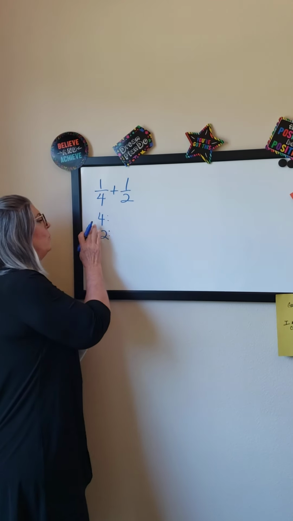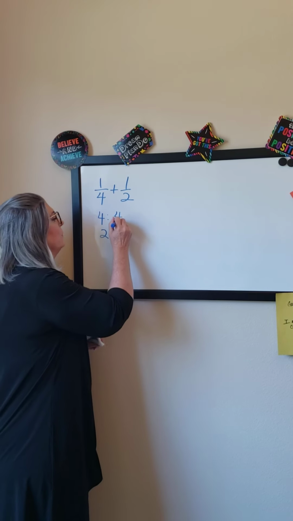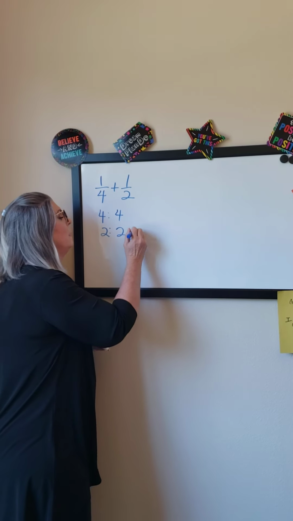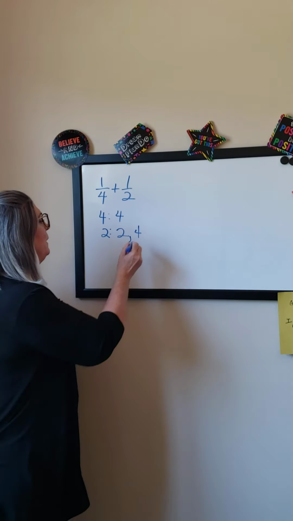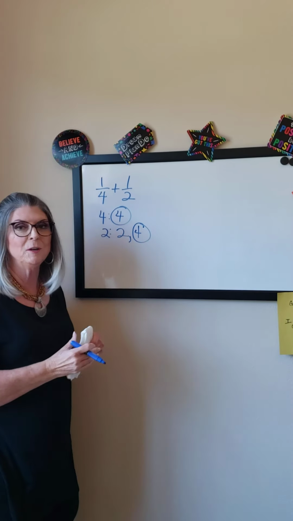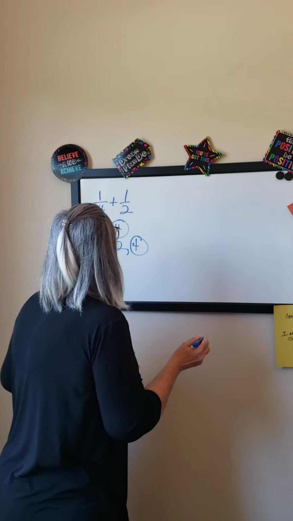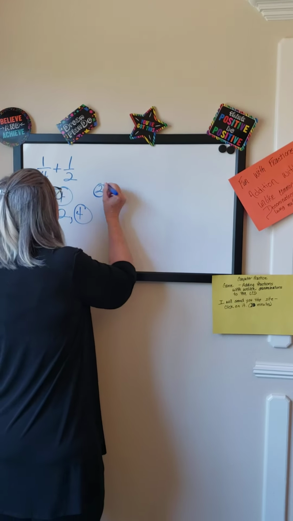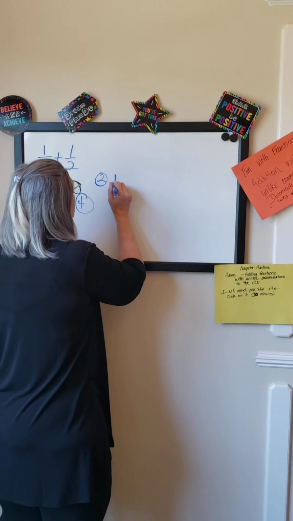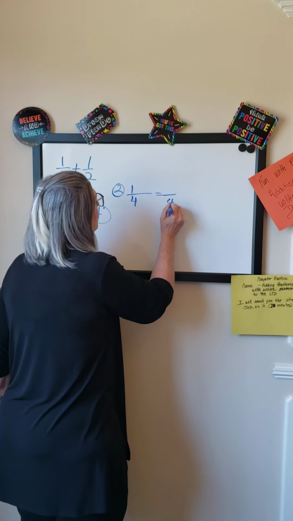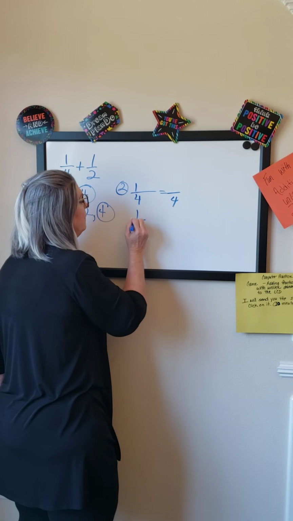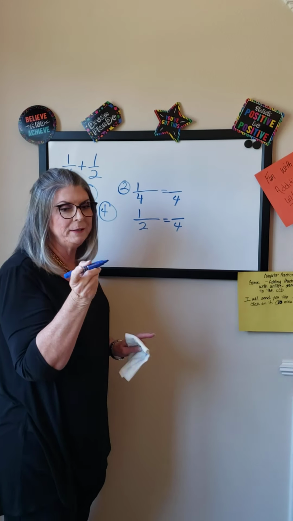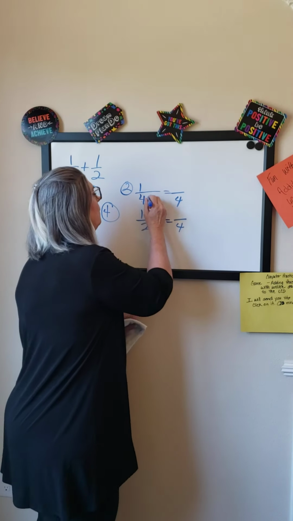Okay, 1 times 4, everybody, 4. 1 times 2, 2. 2 times 2, 4. Okay, so we have 4 and 4. That's going to be our common denominator. Let's write our problem out. So this is step 1 that we just did. This is 2. 1/4 will equal 4, and 1/2 will equal 4. 4 times what equals 4? Great job. All right, 1.